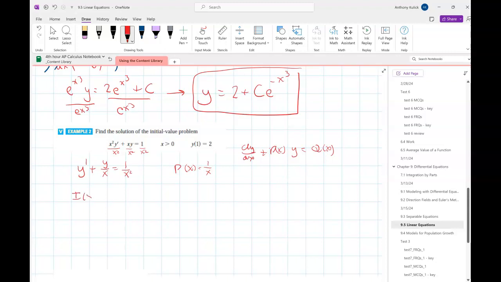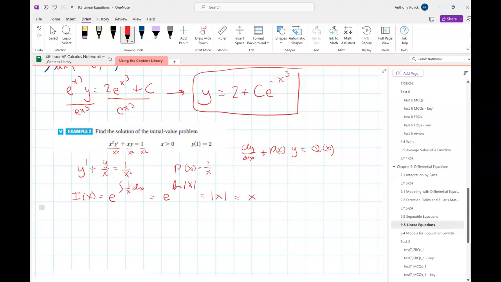So my I of x, that's what I need, is going to be e to the integral of 1 over x dx. So e to the natural log of absolute value of x. The e cancels the natural log, and the absolute value of x is just x. Why can I say that? Because x is positive. Thank you very much. I really appreciate not having to drag that absolute value through there, because I have no idea what to do with that in an indefinite integral.